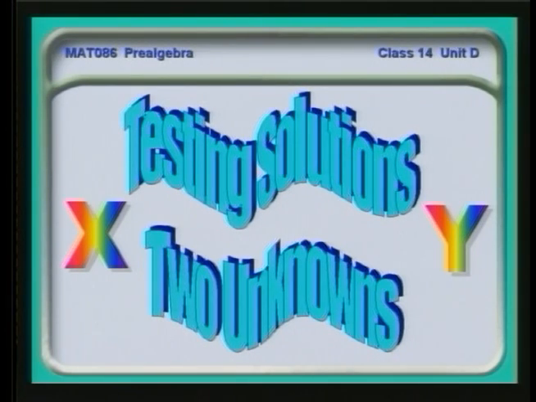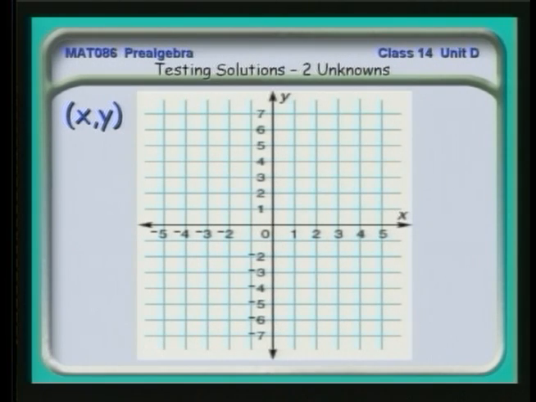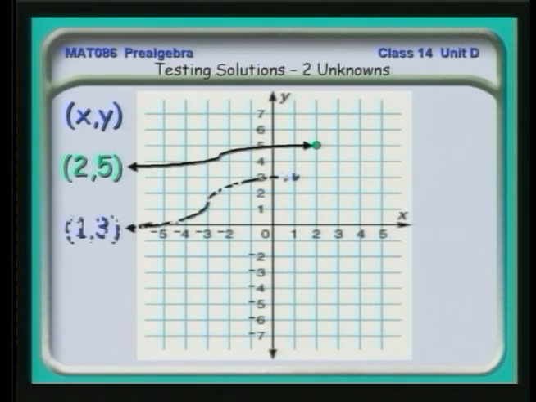Let's look at testing solutions in two unknowns. Here's our coordinate system, and just to set the stage so you'll understand what we're going to be doing, let me try to explain. In the past, what we've seen is that we can set up points, and this is just review. For example, 2, 5 means I go over to the right 2 and up 5.